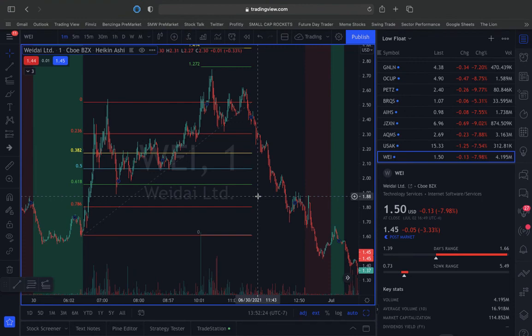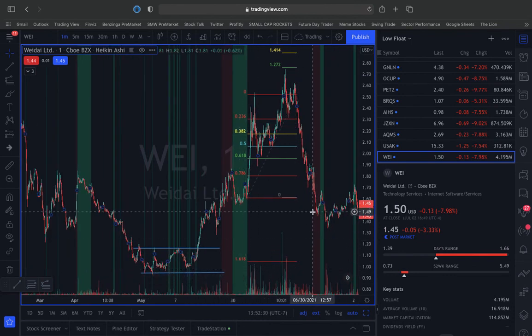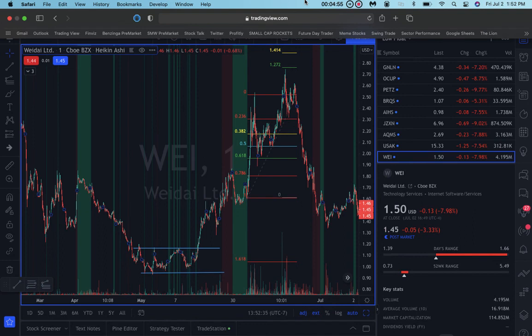So anyway, understand market structure. It's very important to know where a stock is coming from. Look at the bigger picture. Identify the trend, the support and resistance, and the patterns within all that, and you'll be instantaneously a better trader. Enjoy.